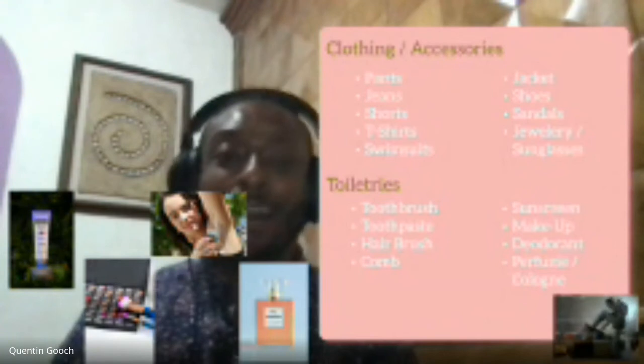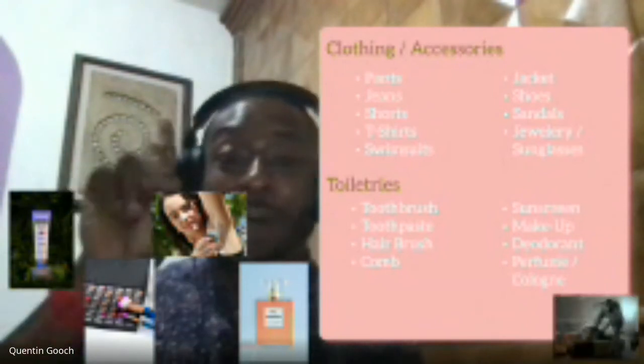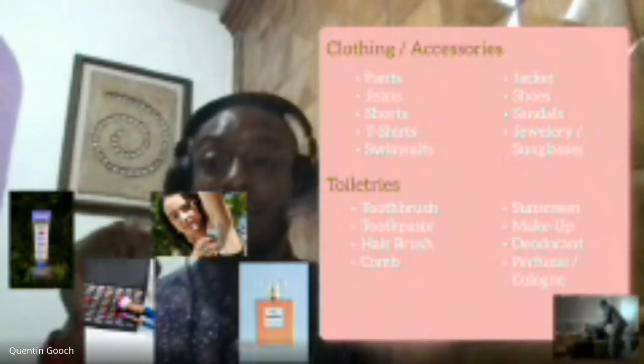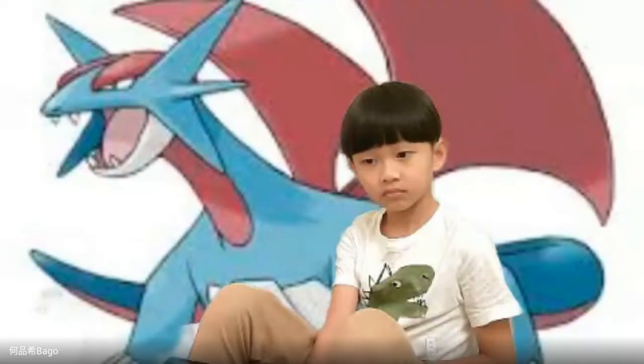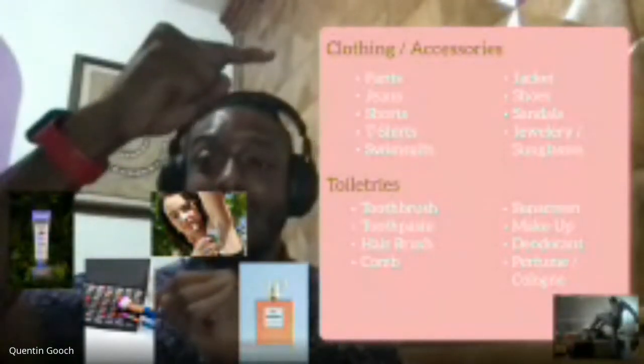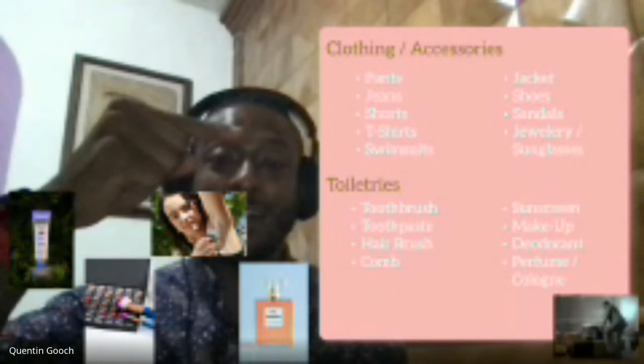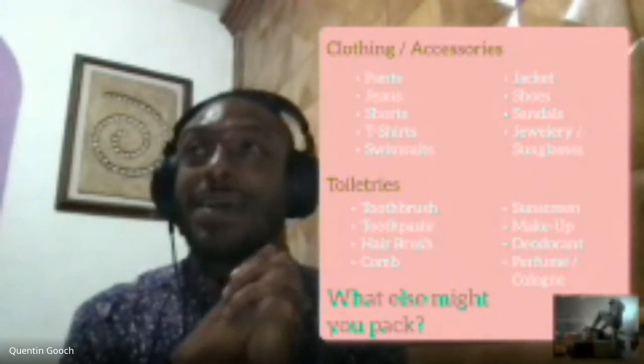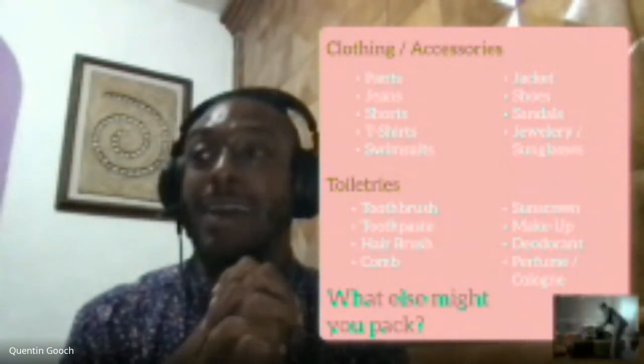Now, there are some items that did not make the list. They're not clothing or toiletries. So, what else might you pack? What else might be a good idea to pack on vacation? Can anyone think of something that we didn't say here or here that would be good to bring on vacation?